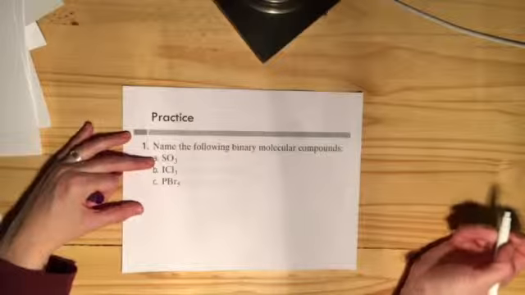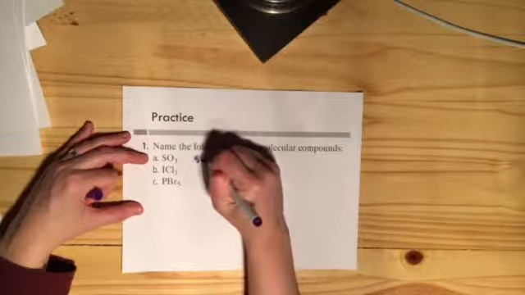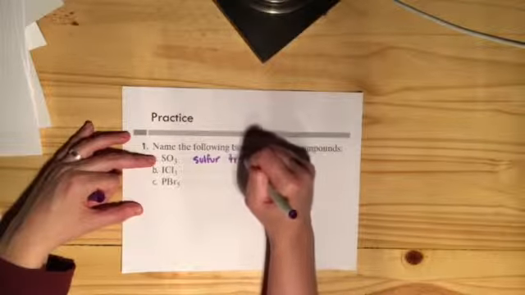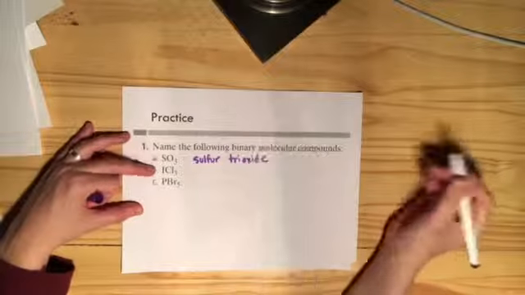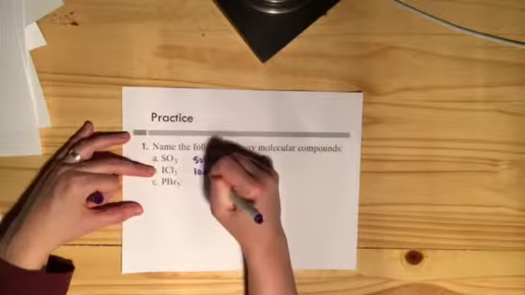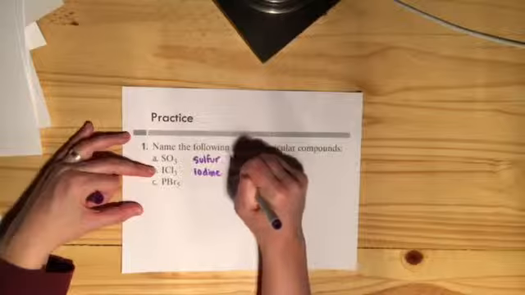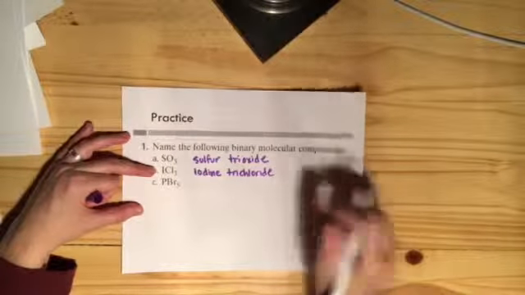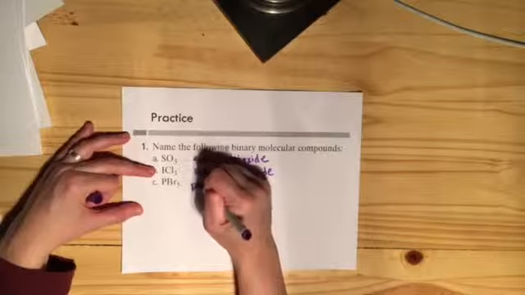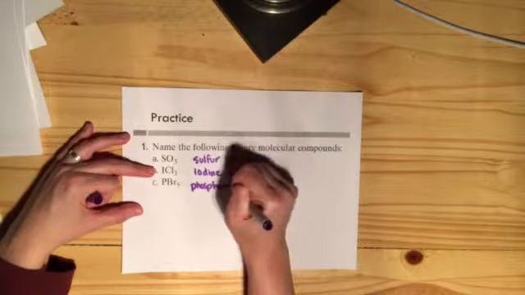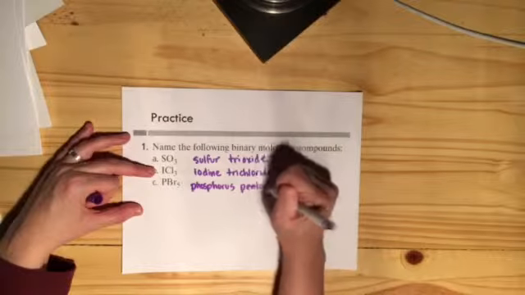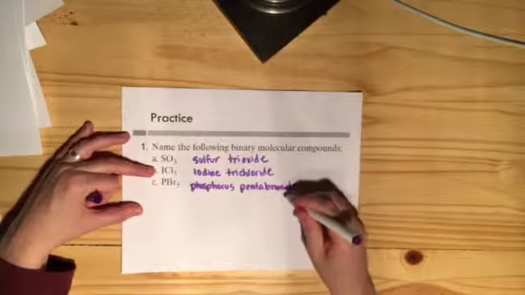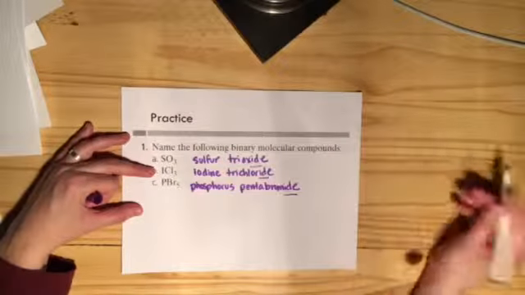Name these compounds. The first would be sulfur trioxide, because we don't use mono if it's first. Next is iodine trichloride. And this one is phosphorus pentabromide. So all I'm doing here is using prefixes and changing the ending to "ide."